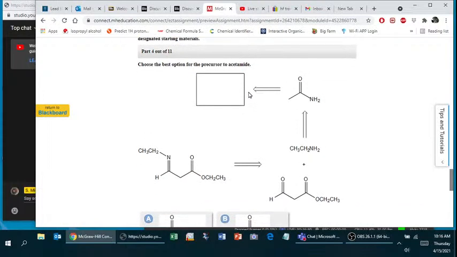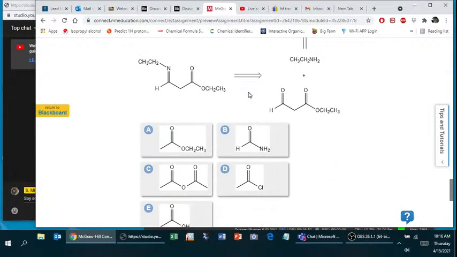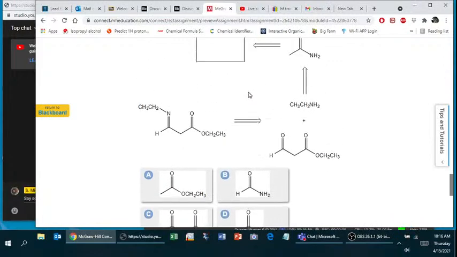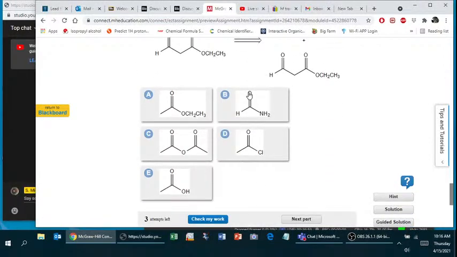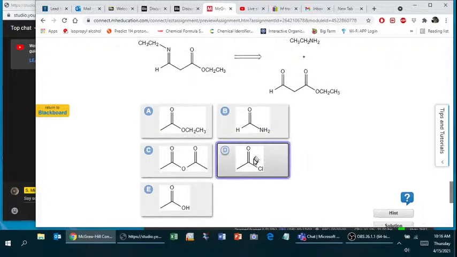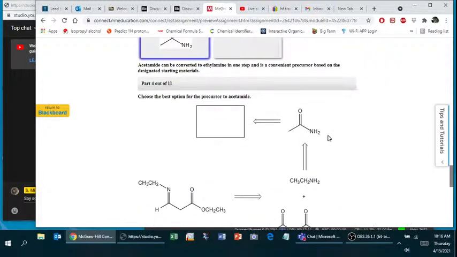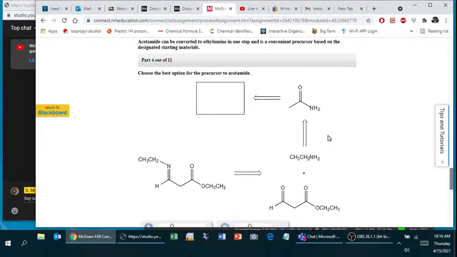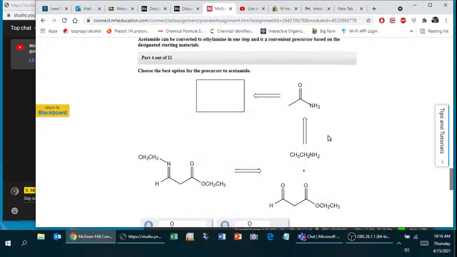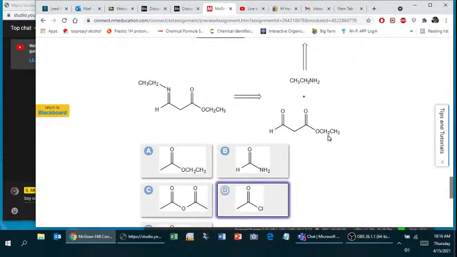Choose the best precursor for the acid halide. So many good choices. D is the most reactive. So that's going to be my guess here, that if we start with D, the acyl chloride is pretty easy to react. But it keeps doing this weird thing where it says based on the starting precursors.